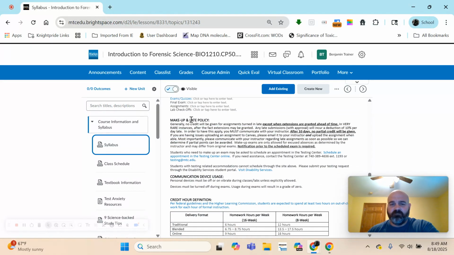All right, so here's the makeup and late policy. This is important. All right. So you will notice, and I'm not trying to insult your intelligence, but I do want to go over this so that we're all on the same page. Generally, no credit will be given for assignments turned in late, except when extensions are granted ahead of time.